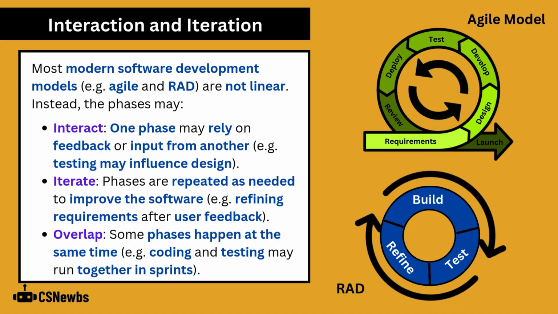Phases often iterate and are repeated as needed to improve the software, for example, refining requirements after user feedback. And phases can overlap, meaning that they happen at the same time. For example, coding and testing may run together in sprints in the Agile model.